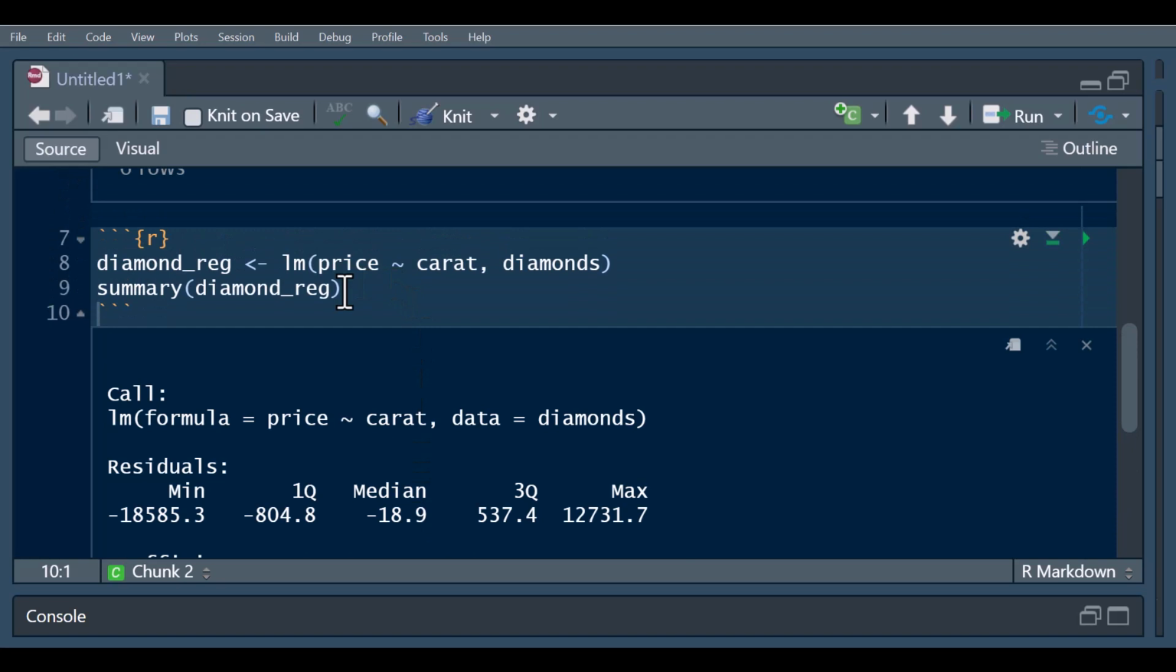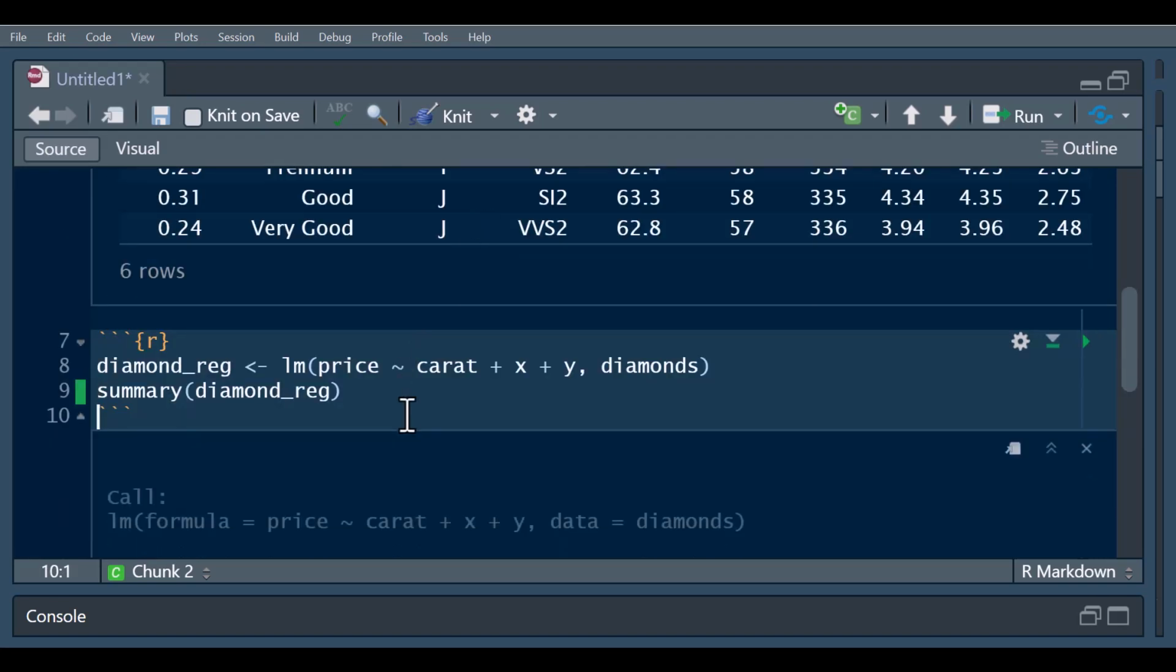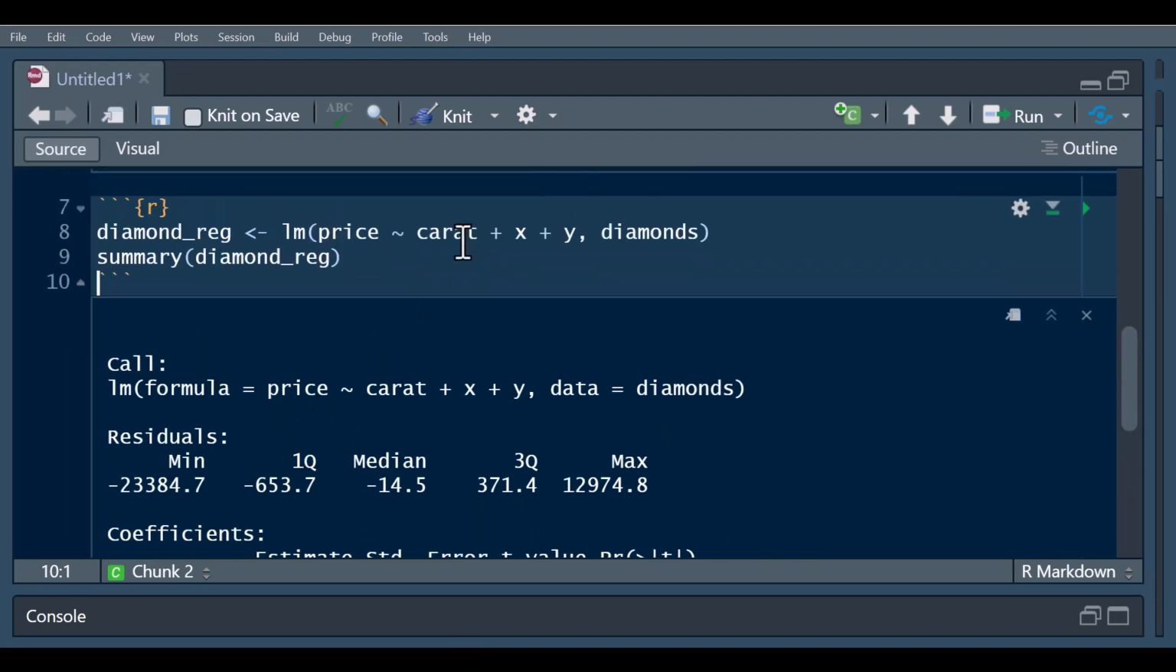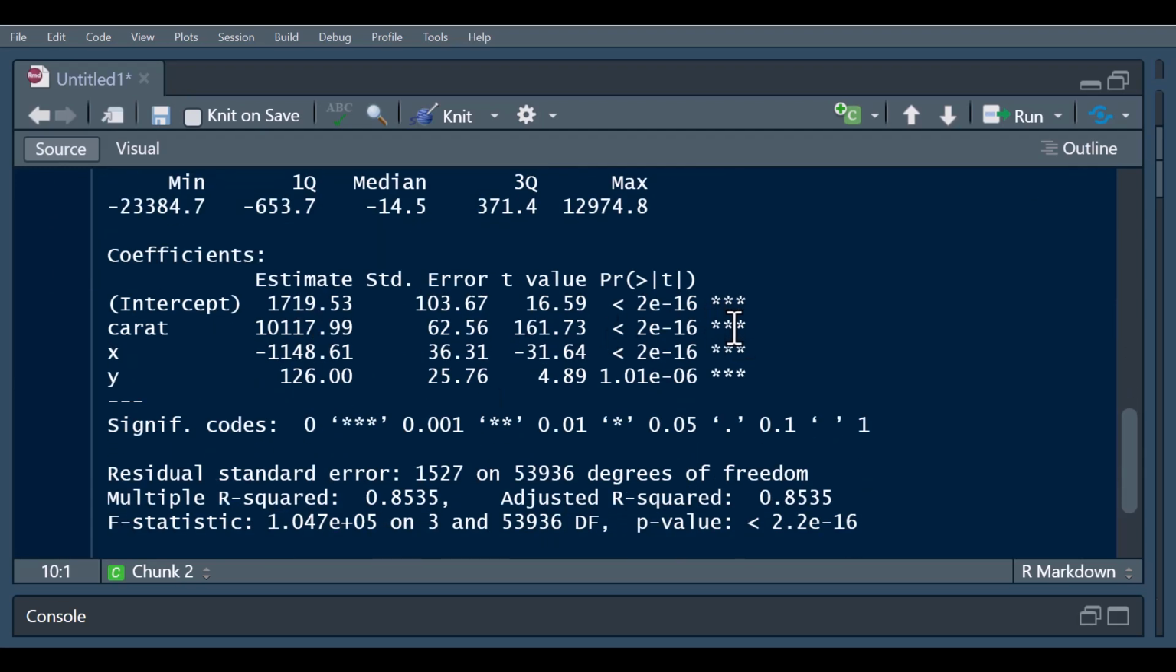We can also perform a multiple linear regression by adding more variables. So let's add the diamond length and the diamond width. So if we check the summary, you can see all these predictor variables were added, carats, x and y, and they all came out to be significant. Diamond carat, diamond length, and also diamond width came out to be significant, with carat having 10,117, which means for every increase in a diamond carat, the diamond price is likely to increase by 10,117.